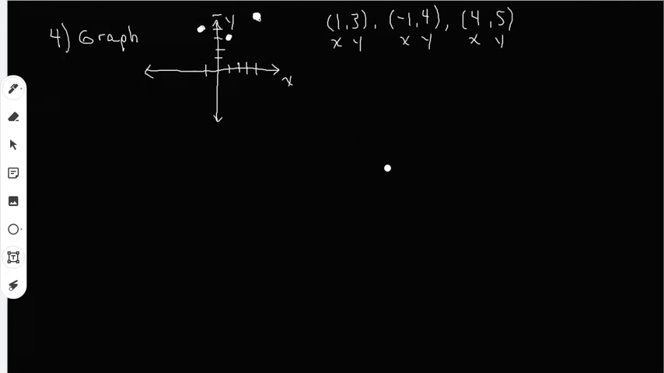And that would be my last ordered pair. So you can graph them on an x and y axis like this. So that's another way that you can represent a function. Okay. And then the last way is by formula.